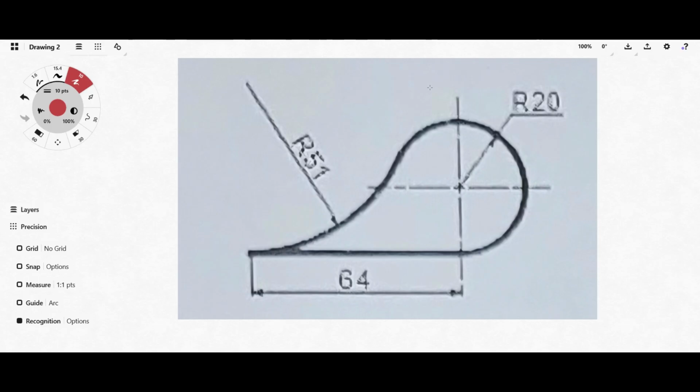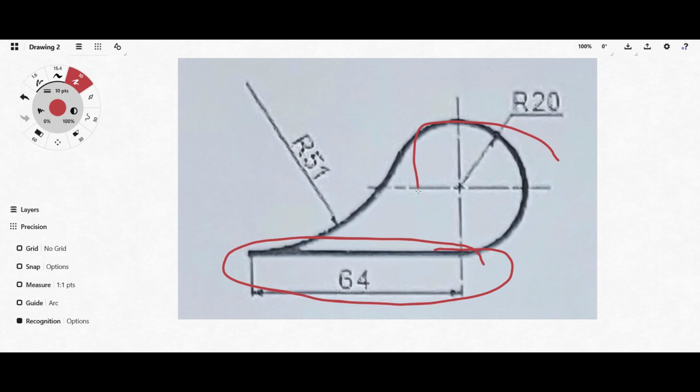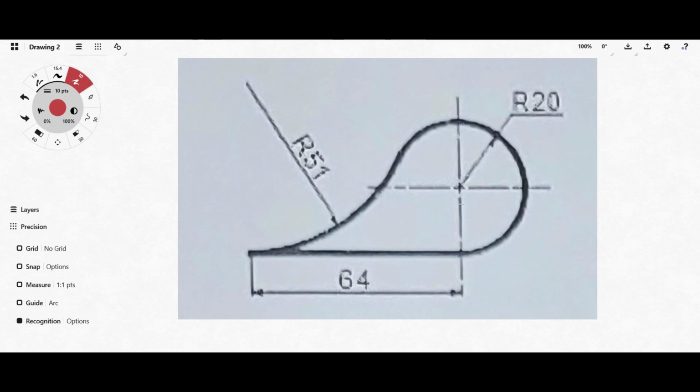If you take your time and study this figure carefully, you realize that it has three parts, or three distinct lines. You have this straight line here that has a length of 64 millimeters, and then you have this circle here that has a radius of 20 millimeters.